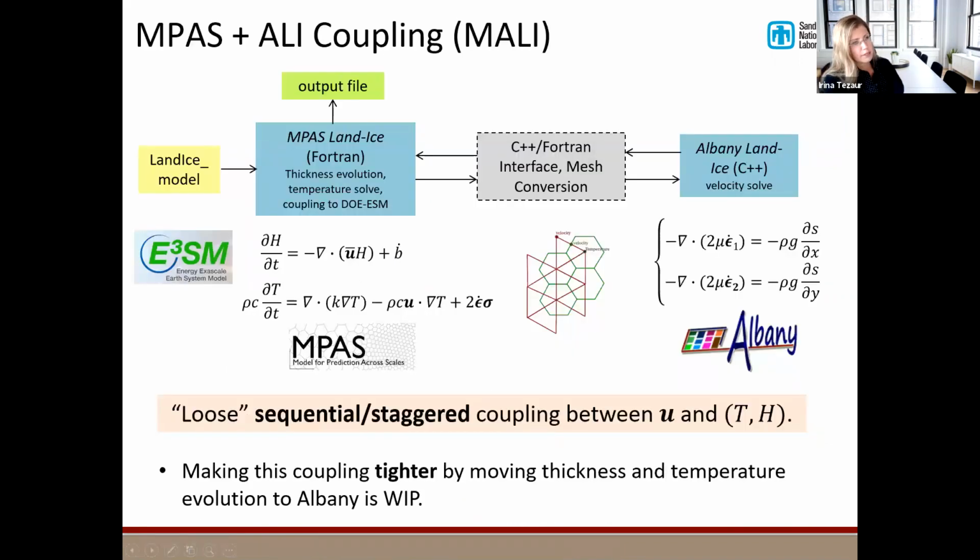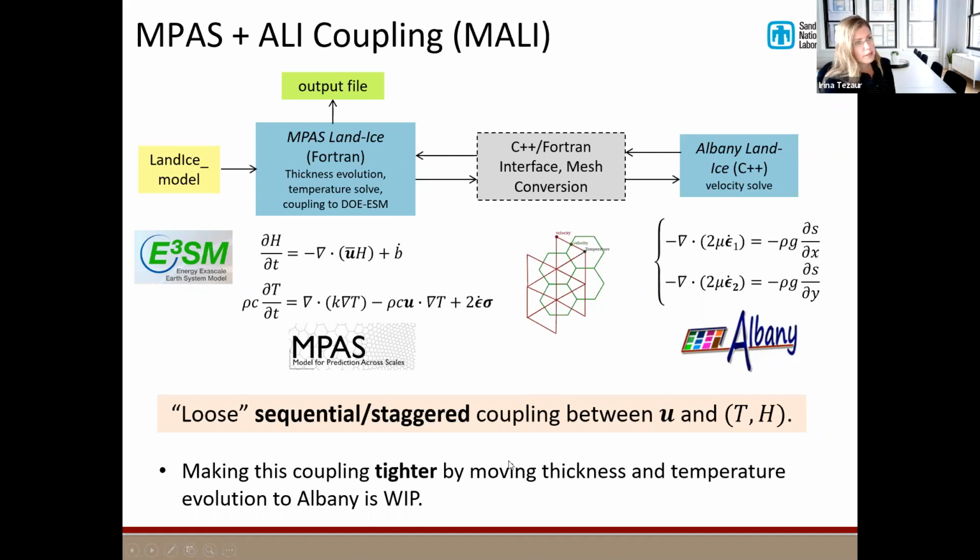And in terms of how we do the coupling between the two codes, MPAS is a Fortran code, Albany Land Ice is a C++ code. So we've written interfaces between the two codes that communicate between the two languages and pass relevant data back and forth. Essentially, we currently rely on a looser sequential coupling between the velocity and the temperature and thickness, where MPAS will do the thickness and temperature solve, pass the result to Ollie. Ollie does the velocity solve, passes the result back to MPAS, and so on.